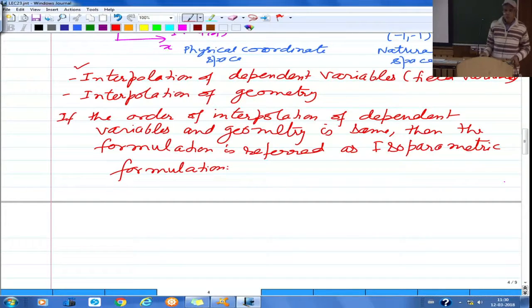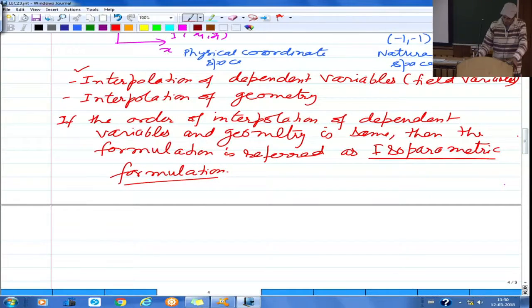And this is actually the most widely used formulation, although you can have a higher degree polynomial approximation of geometry and a lower degree polynomial approximation of field variables, that is known as superparametric formulation. And if the geometry interpolation is of lower order compared to field variables, then it is known as subparametric formulation. So there are two more, but this isoparametric formulation is the most widely used one. So we will actually discuss more about this. In a similar logic we can discuss the other ones.